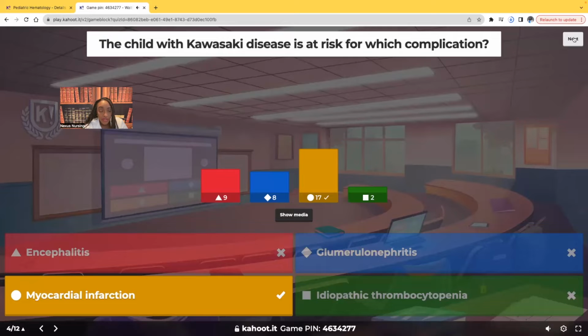Okay, most of you guys got the correct answer, and it's myocardial infarction. And you know, it's so weird because we're talking about children, and you're thinking about a child that's at risk for having a heart attack, right? But yes, let's think about Kawasaki. What's going on with Kawasaki?